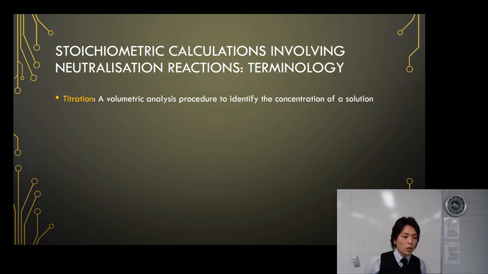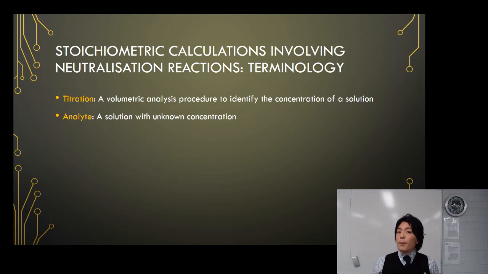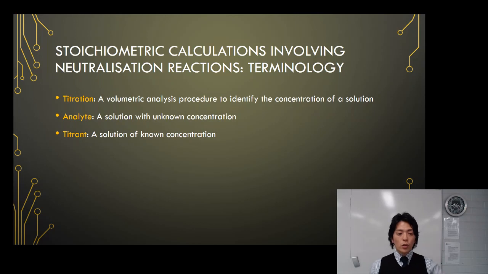So titration is a volumetric analysis procedure to identify the concentration of a solution. Analyte is something you are analyzing, a solution with unknown concentration. Whereas titrant is a solution with known concentration. So you use the titrant to analyze the analyte, and that's titration.